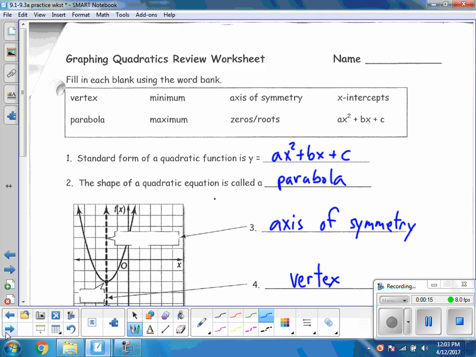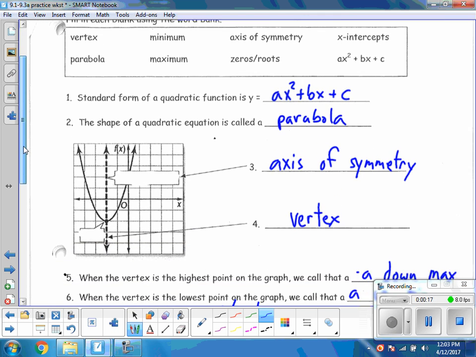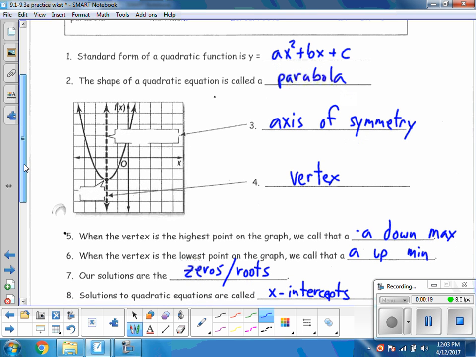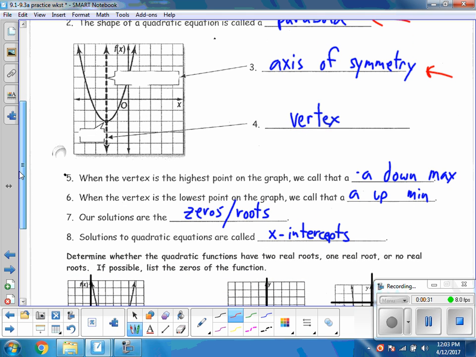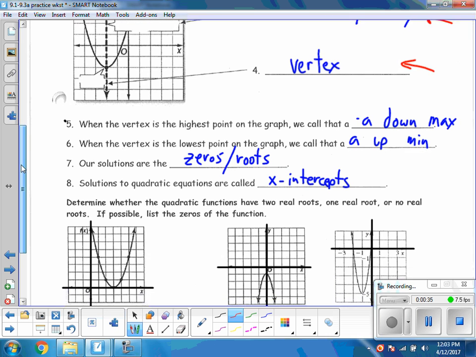All right, so as you're looking through this, you either have really good questions or really big misconceptions, or you're going to have stuff that you know how to do and can be really excited about. Standard form, there we go. The shape is a parabola. That line that you can fold the parabola in is called the axis of symmetry. The point that the parabola turns is called the vertex, and it's a coordinate.